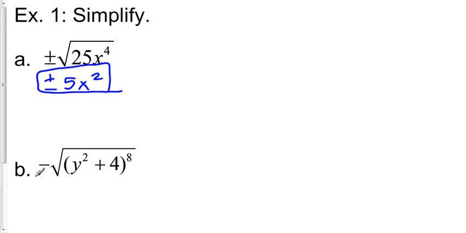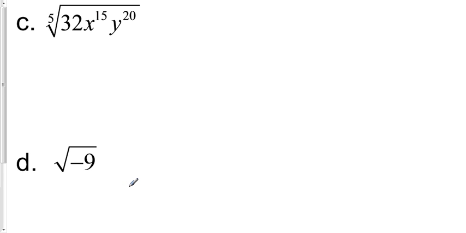In part B, we're taking the negative square root of, in parentheses, y squared plus 4 to the 8th power. Well, we're really just undoing this power of 8 here. So how do you deal with that? Well, the simple, easy rule is to use the index and you divide. 8 divided by 2 gives you the 4th power, so my answer is negative y squared plus 4 to the 4th power. If you're taking the square root of something to the 8th power, you just divide it by 2, and we get to the 4th power.